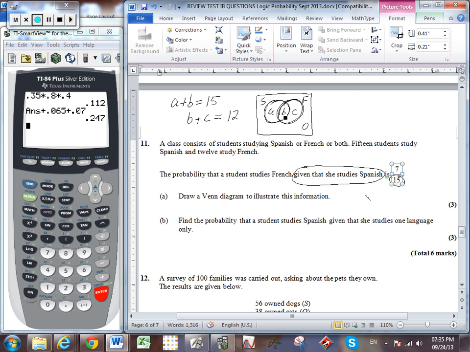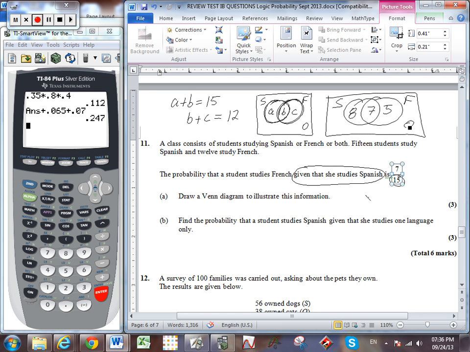So this shows us then that in our Venn diagram, the overlapping region is 7. And we had a total of 15 in the Spanish, that must leave 8 on the outside. And we have a total of 12 in the French region, and that must leave 5 in that part. And now we've got our complete Venn diagram, adding up to a total of 20 students in the class. So we've done part A, we've drawn a Venn diagram. There's 0 on the outside, of course.